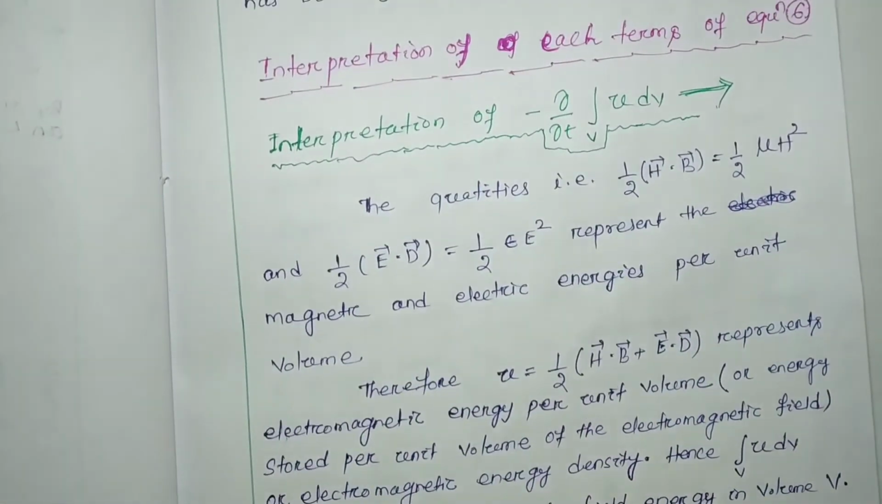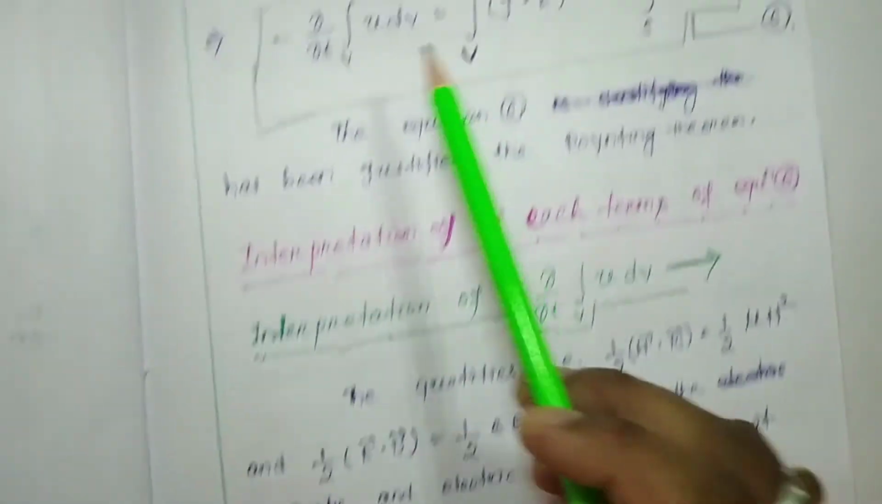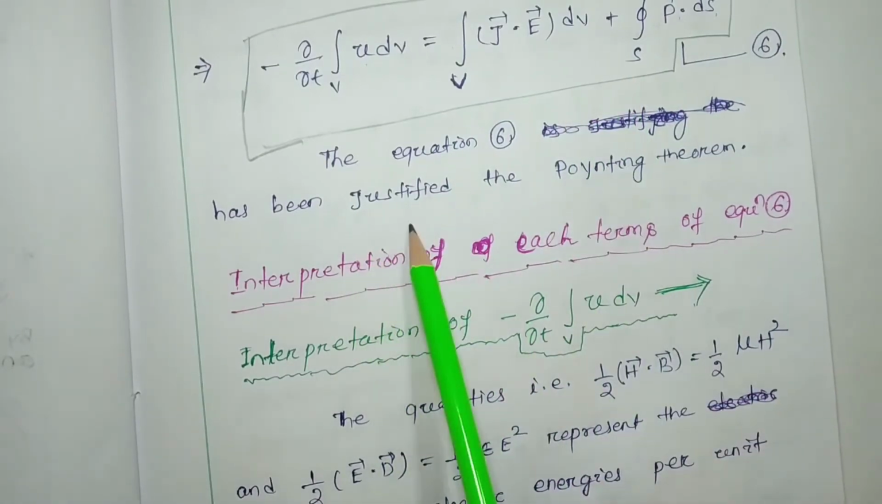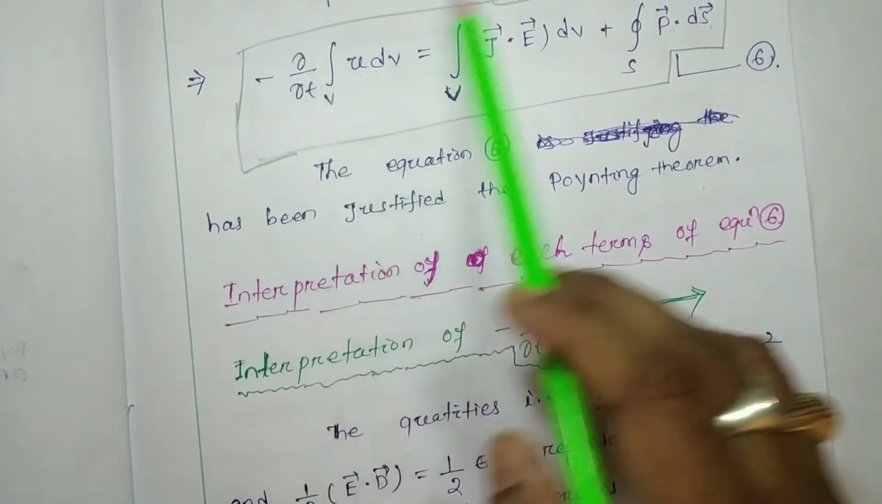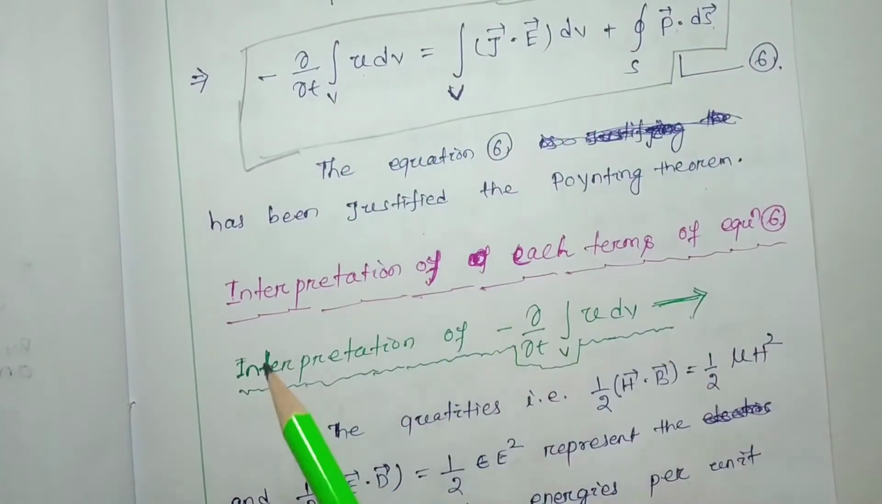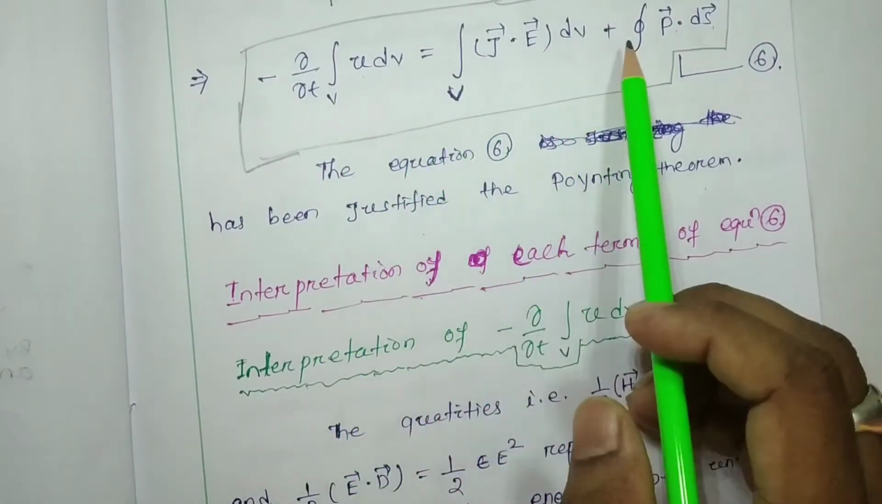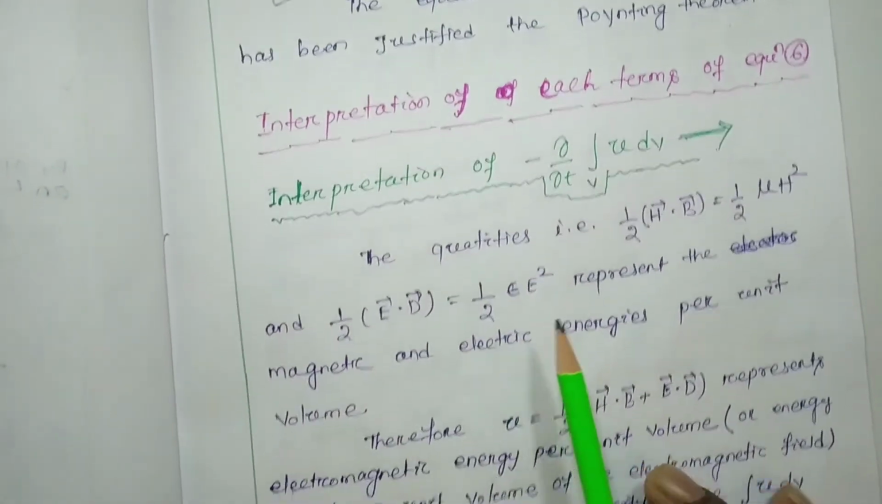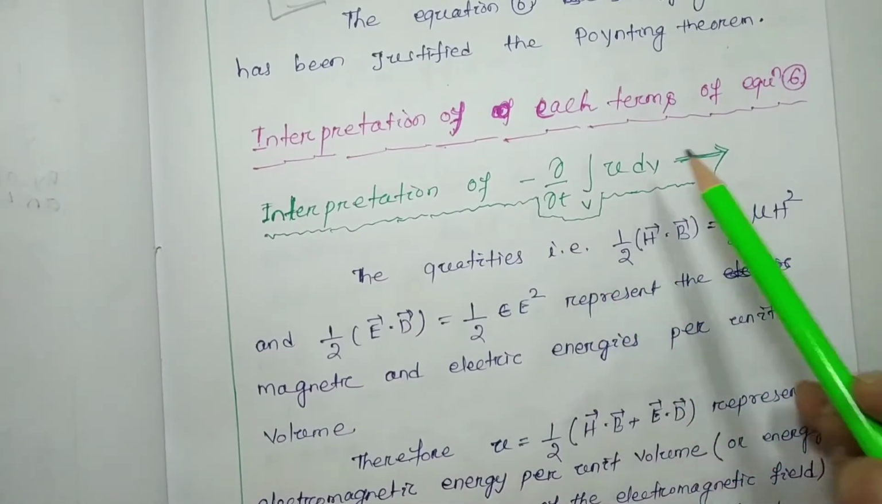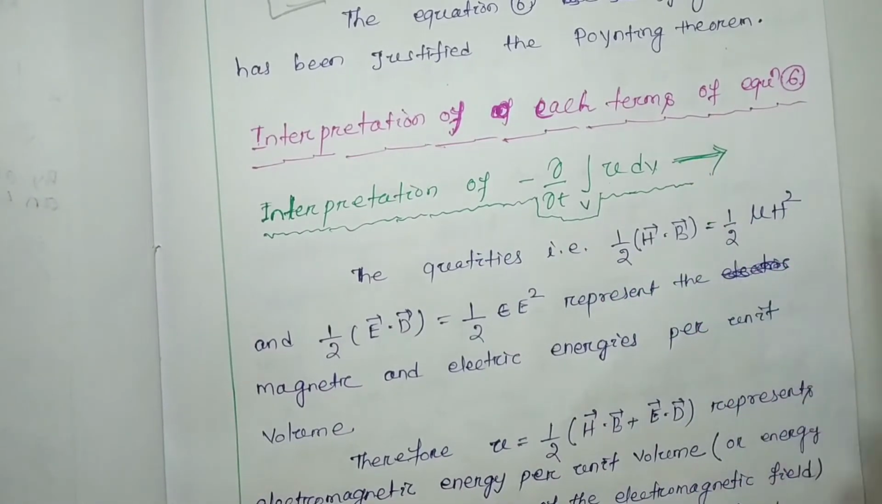So now we are going to interpret each and every term of this equation number 6. Actually, equation number 6 is the Poynting theorem. Mathematically it is proved, so we just have to write the physical meaning of the LHS and RHS terms. First we have to interpret the term on the LHS, that is del by del t of the volume integration of u dV.